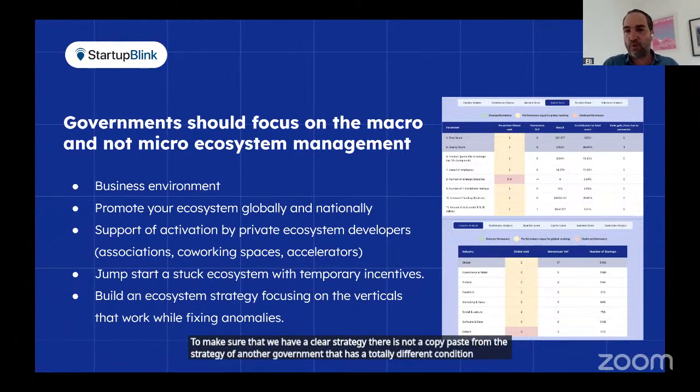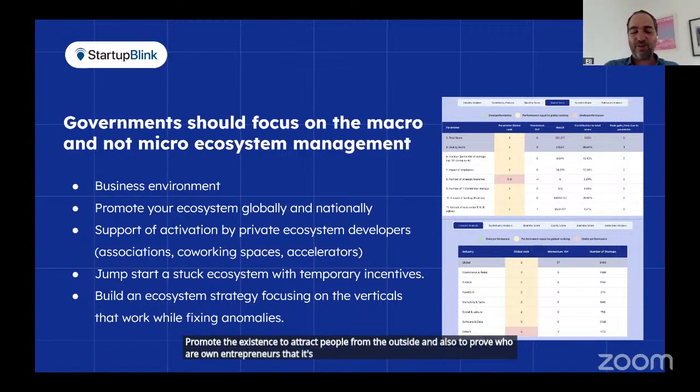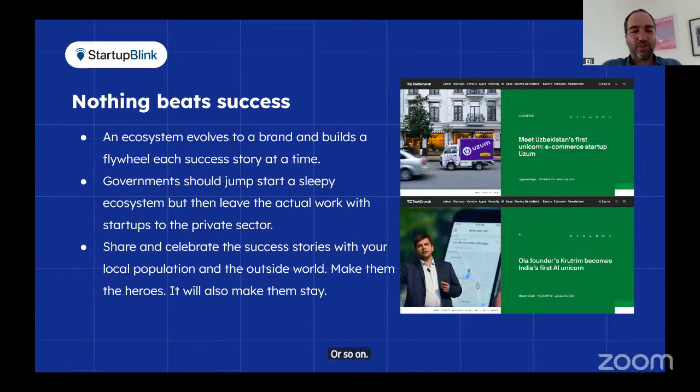And this is something that we're also working on with our clients and partners: to actually build the strategy, promote the ecosystem, to attract people from the outside, and also to prove to our own entrepreneurs that it's worthwhile to stay. That's so important. Instead of just giving grants. Yeah, that's not a good way to go.